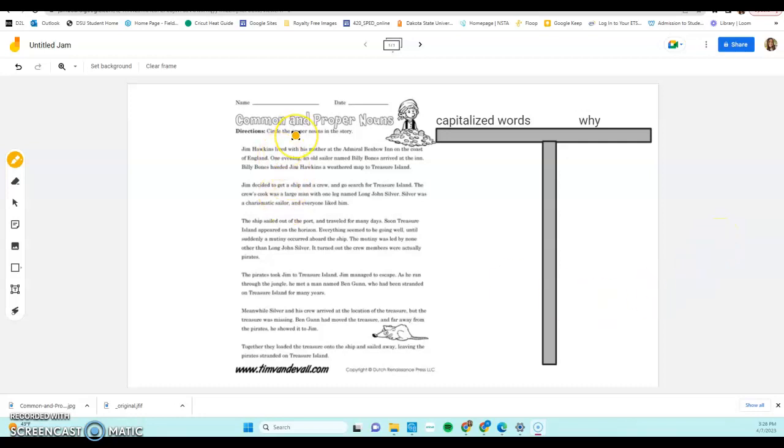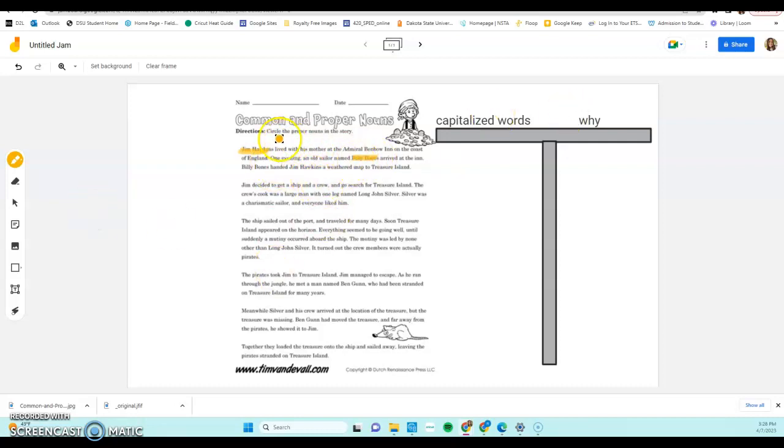So for example, if I wanted them to really look at proper nouns or people's names, I would have them highlight. They could read, so like: Jim Hawkins lived with his mother at the Admiral Benbow Inn on the coast of England. One evening, an older sailor named Billy Bones arrived at the inn. Billy Bones handed Jim Hawkins a weathered map to Treasure Island.